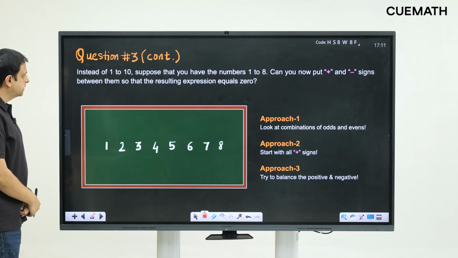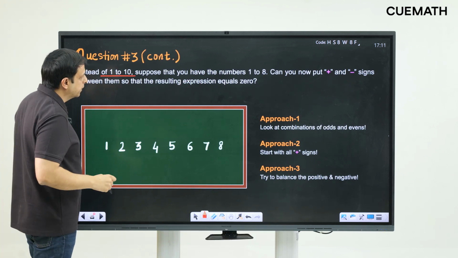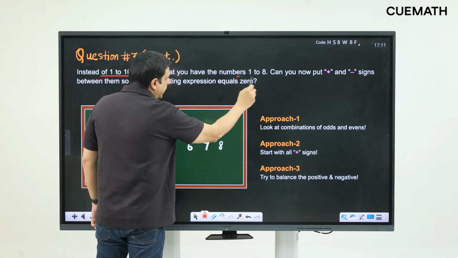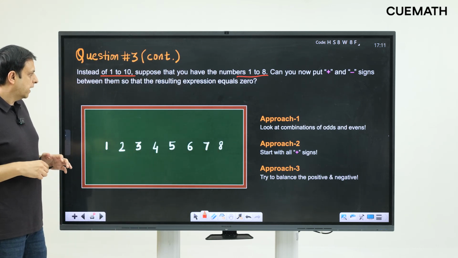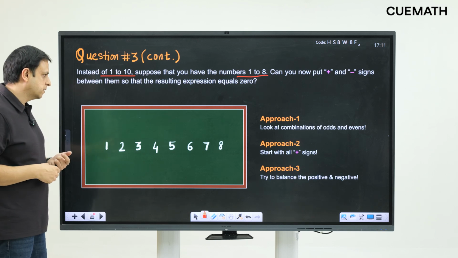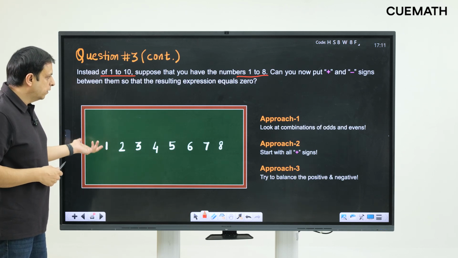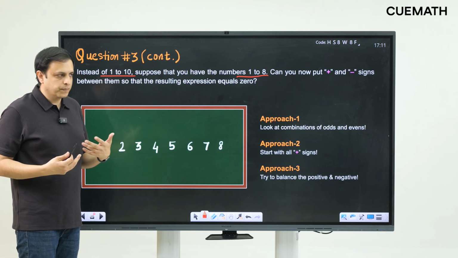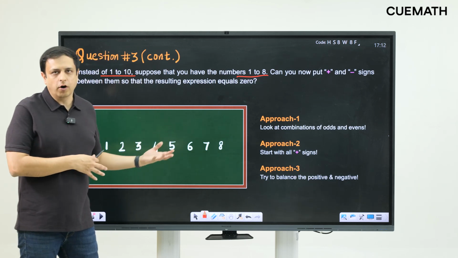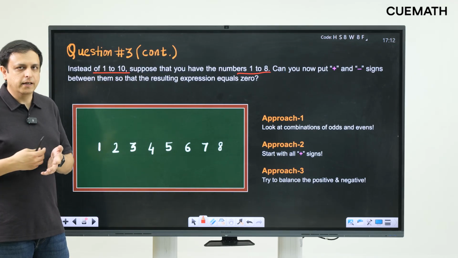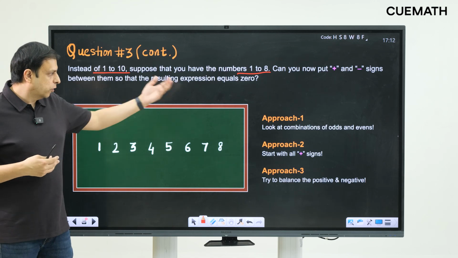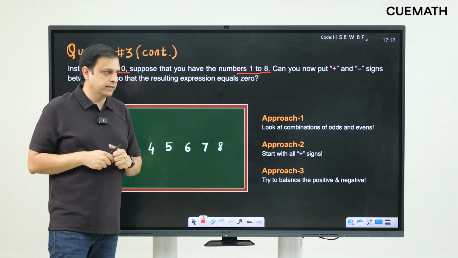Okay, but what if instead of 1 to 10, we had the numbers 1 to 8? Can we now put plus and minus signs between them so that the resulting expression equals 0? Well, in this case, if you look at the combinations of odds and evens, which was approach 1, there are 4 odd numbers and 4 even numbers. So in theory, yes, you will get a combination that is ultimately even, and therefore it could be 0 if you place your plus and minus signs correctly.